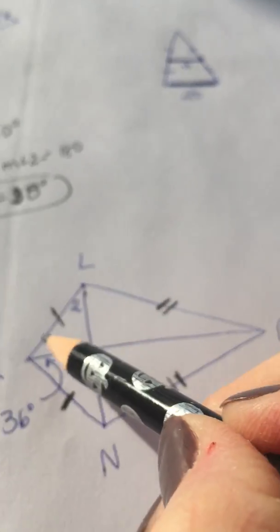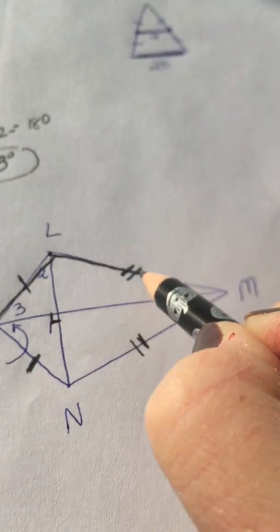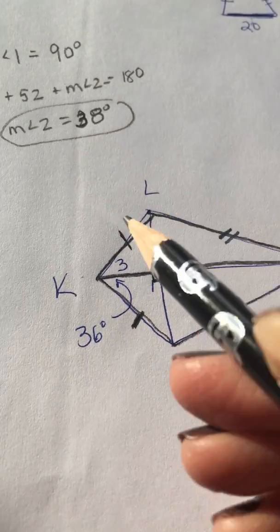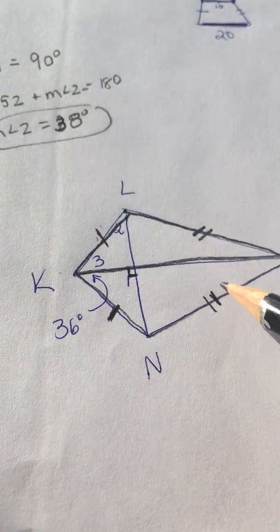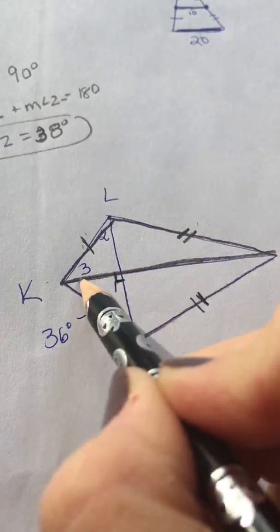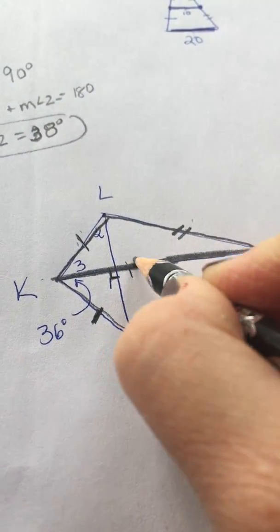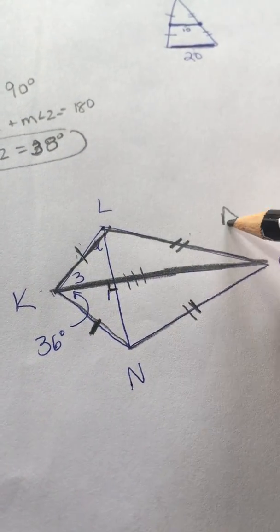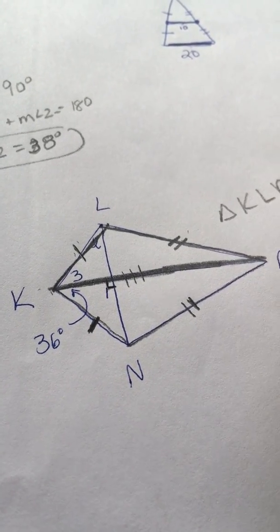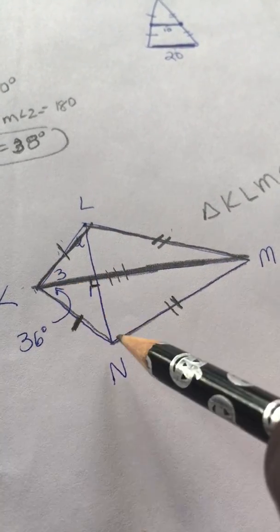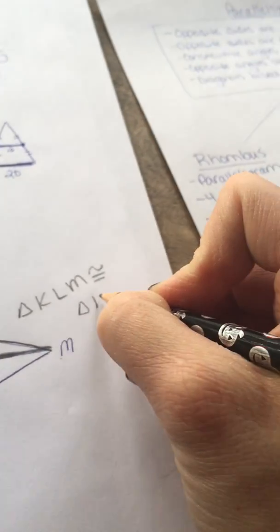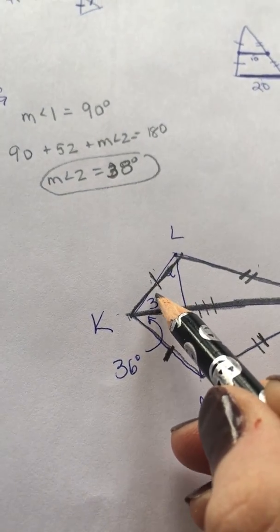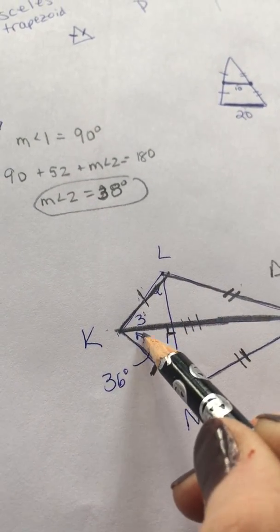Okay, so you're going to have another set of two congruent triangles right here. Because these two sides are congruent, and these two sides are congruent, and this KM is congruent to itself. It's going to be reflexive. So do you see triangle KLM is going to be congruent to triangle KNM? Because of that, the measure of angle 3 will be 36 degrees.